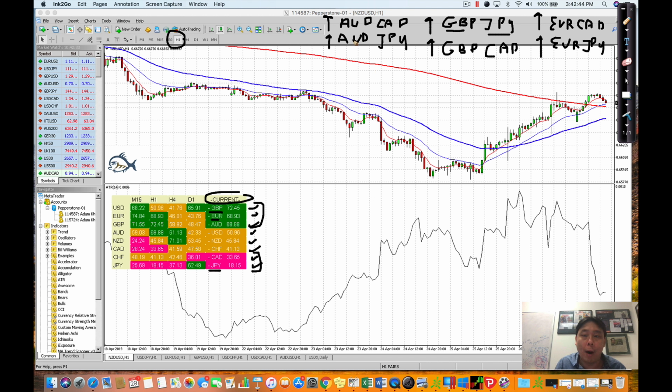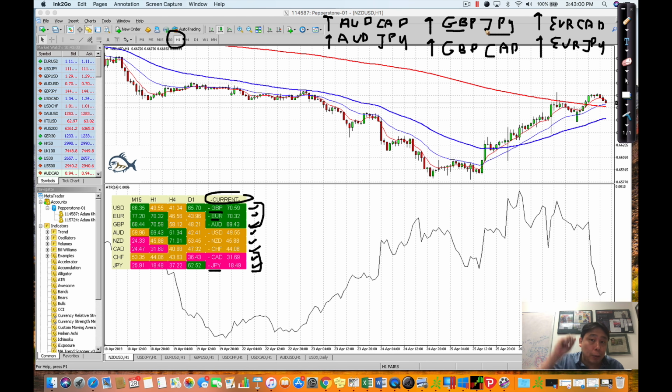So these are the 1, 2, 3. So focusing on 6 pairs is a lot easier than focusing on 49 pairs. I'm sure you agree with that, right? Now, of course, you don't just go and buy the Aussie CAD or buy the pound yen. You don't just do that. This just helps you to focus on these pairs.